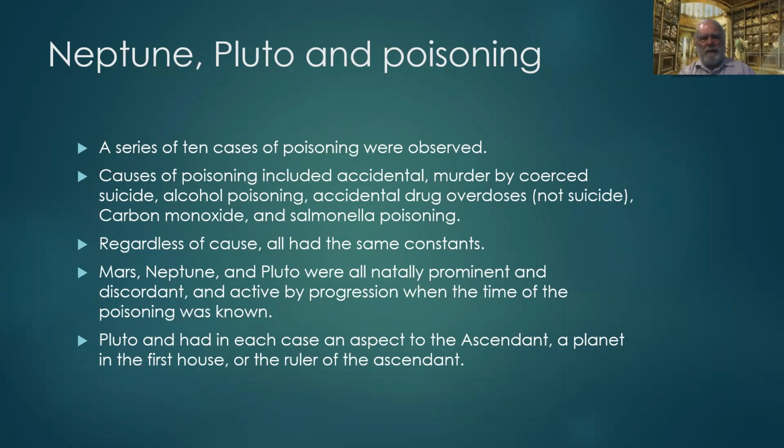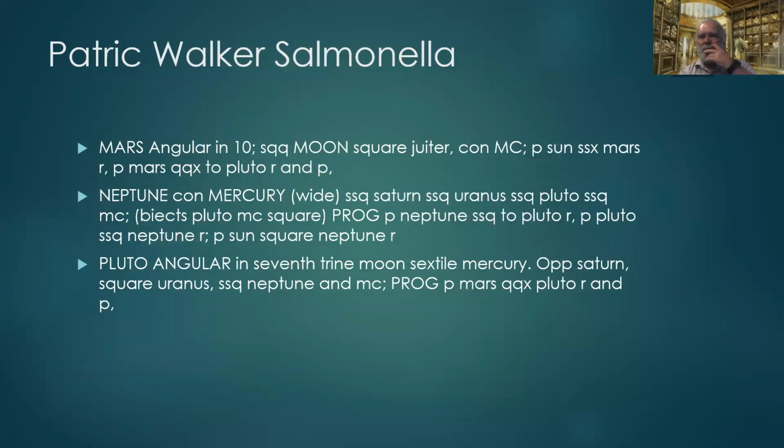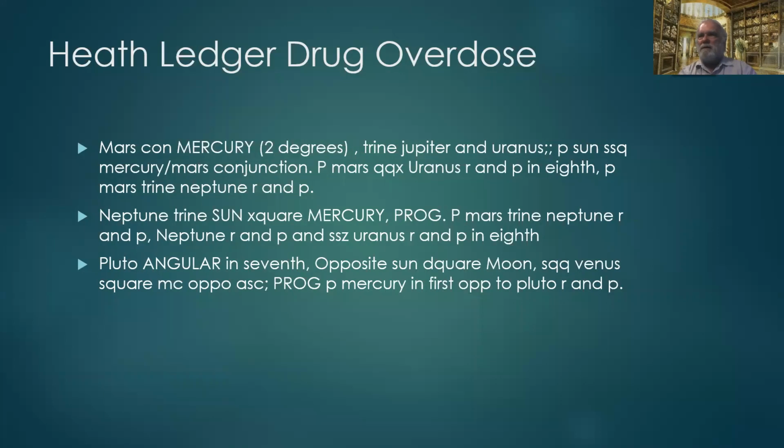We can do an example. I want Heath Ledger. Heath Ledger, the actor, had an accidental overdose. It was prescription medication for pain. At the last minute, I went to put his chart up here and the chart disappeared from my computer, so I couldn't find it. But I have the notes on it. Here, for each of these planets, when you see my notes, I first look for prominence, like aspects to Sun, Moon, or Mercury, or whether they're angular or not.